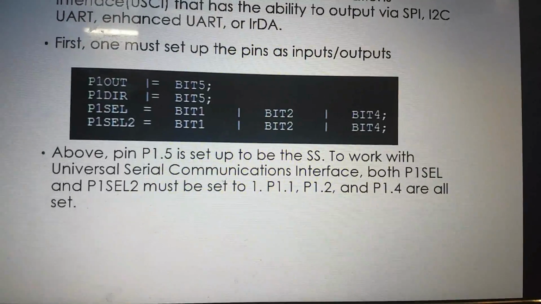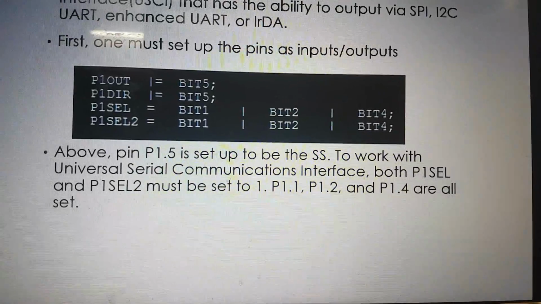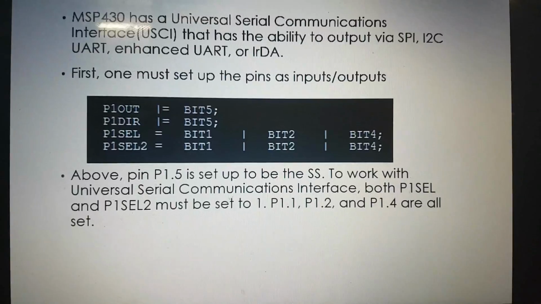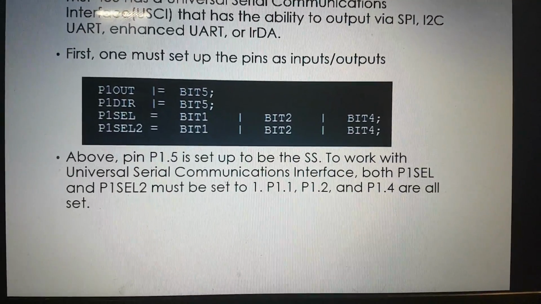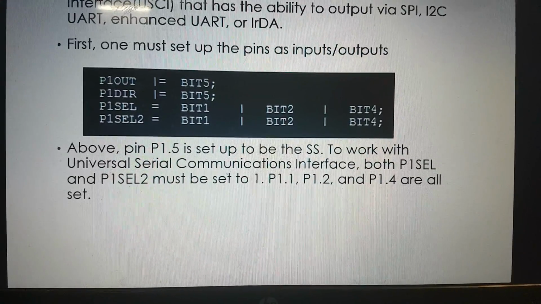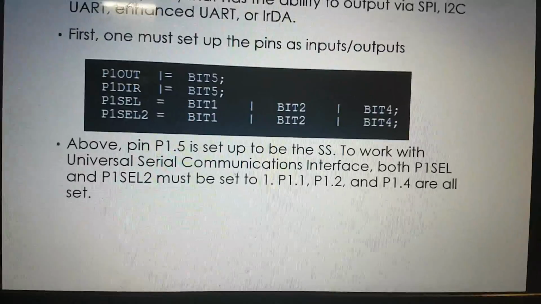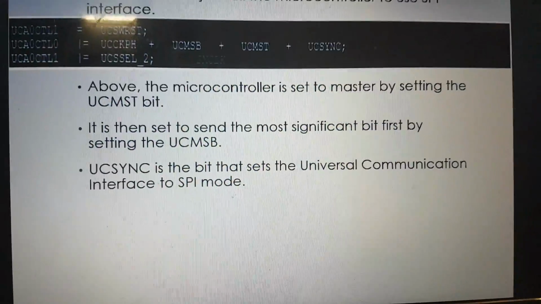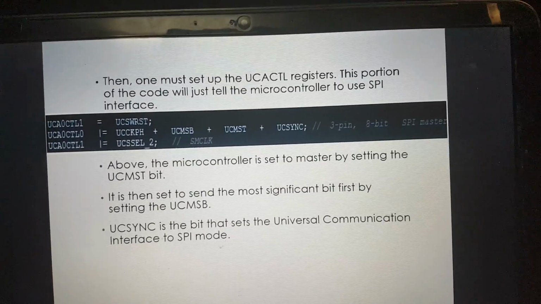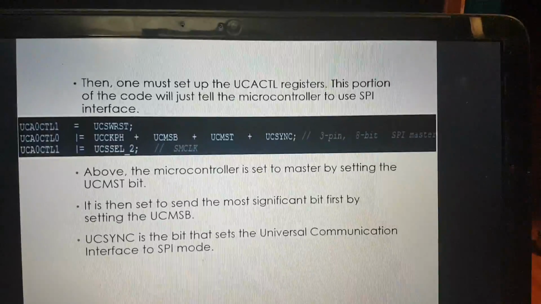Then we are assigning P1SEL to bit 1, bit 2 and bit 4, we are ORing them together, and same for P1SEL2. P1SEL and P1SEL2 are two registers which can be used to select the mode, like we can either choose UART or SPI. And coming to the final one, we must set up the UCB0CTL registers, and this will tell the microcontroller to use the SPI interface.